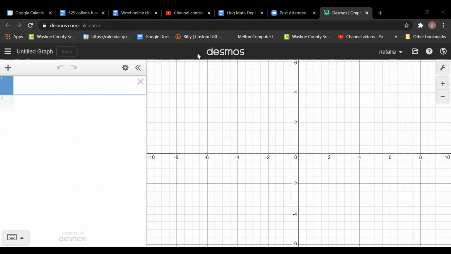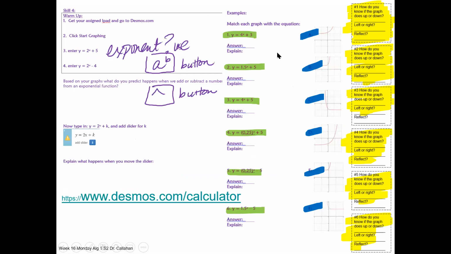Now with your guided notes, you have this example here. It says match each graph with the equation that is shown. So here you have 1 to 6 and you need to match it either to A, B, C, D, E, or F to the graph. Okay, so let's go ahead and practice with one. So looking at the first one, it says y equals 4 to the x plus 3.